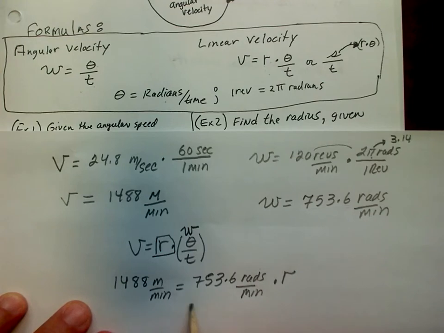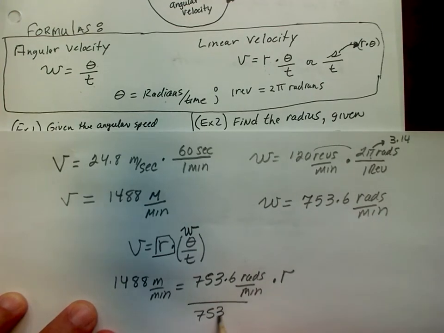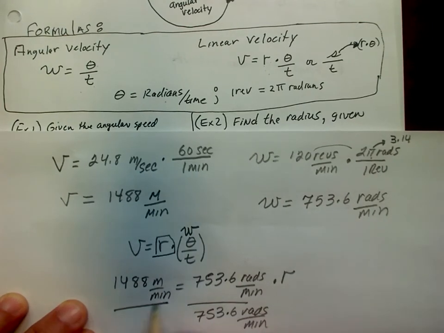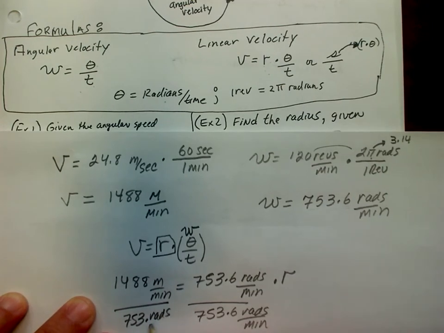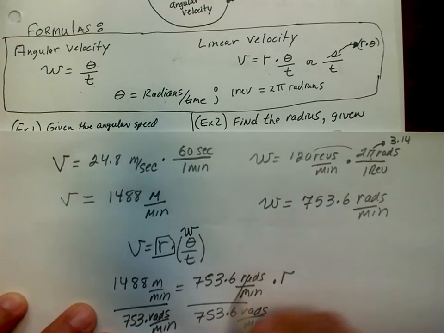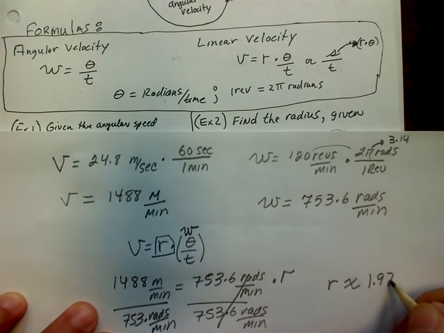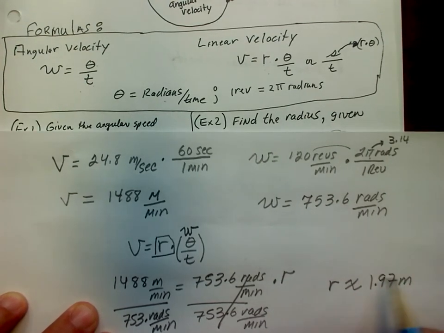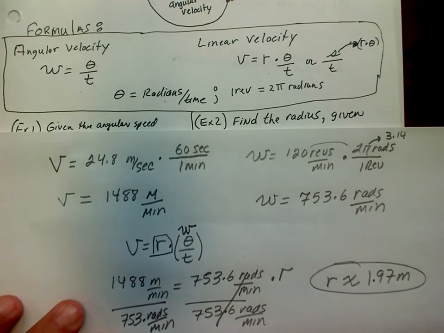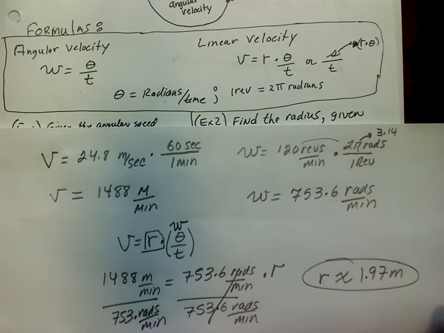If you divide by 753.6, r is approximately 1.97 meters. I hope you found this video helpful in understanding and converting using angular and linear velocity.